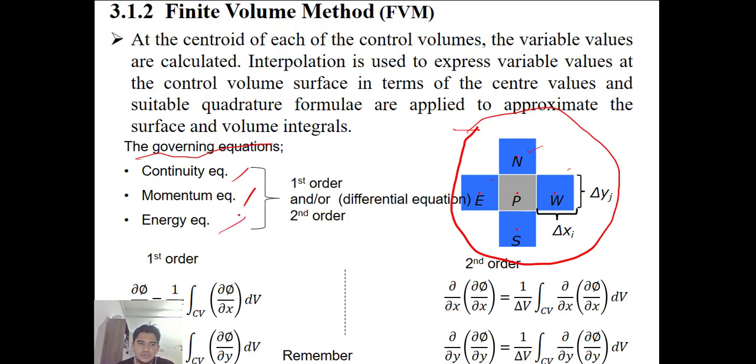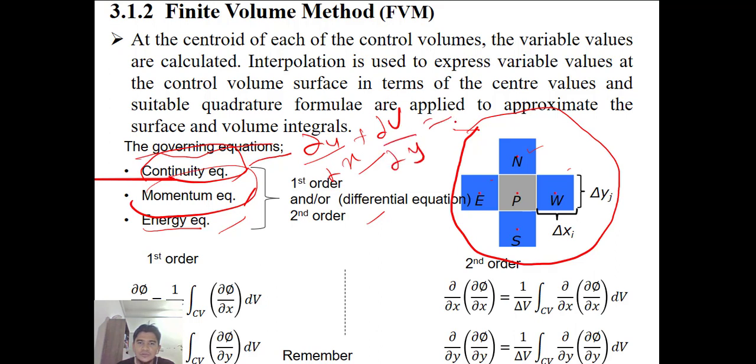momentum equation, and energy equation. And energy we're not covering yet. We only focus on the continuity equation and momentum equation first. In these, we can see there are first order and second order differential equations. For example, the continuity equation is only partial differentiation of u over x plus partial differentiation of v over y equal to 0. This is only first order, right? So the continuity equation is first order.